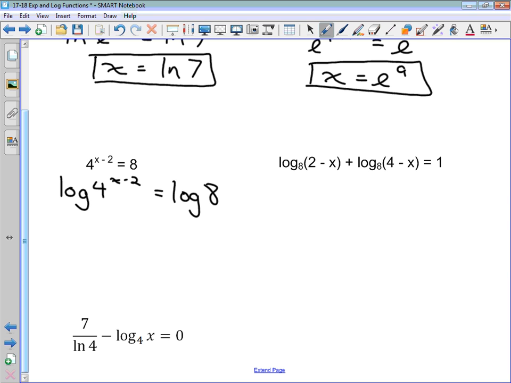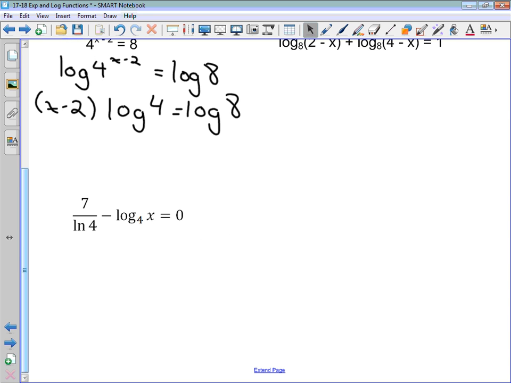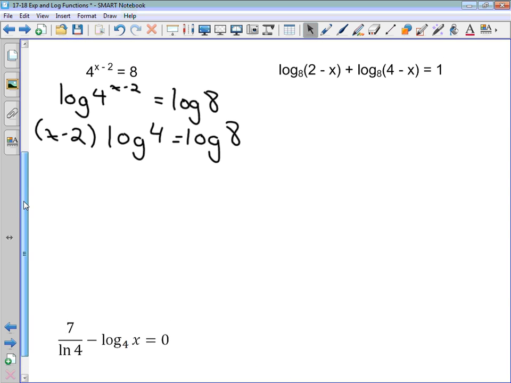I want to use that power rule. Okay, so you're going to bring the x minus 2 out front times log 4 equals log 8. Okay. Where did you want to go from here?